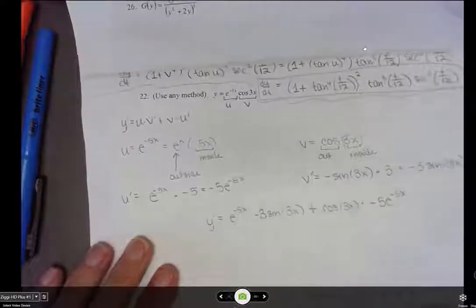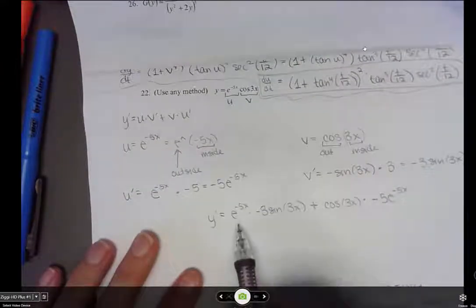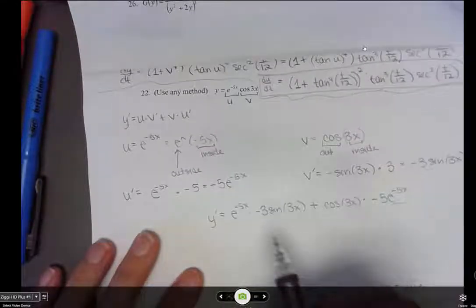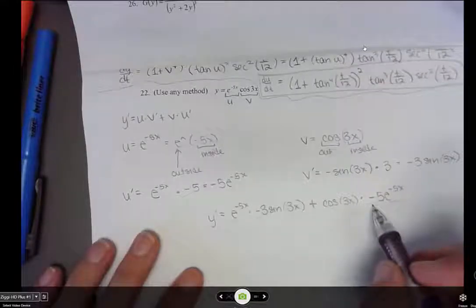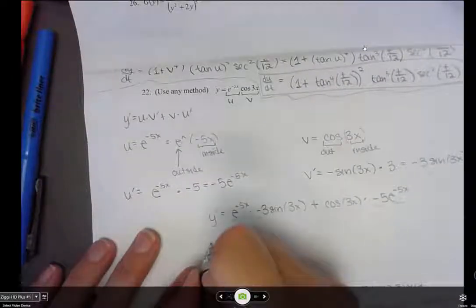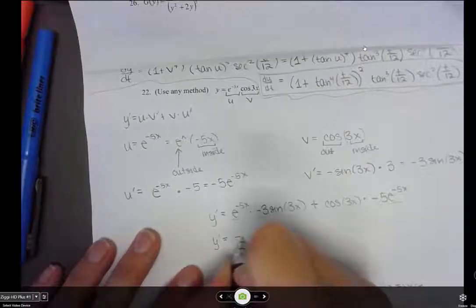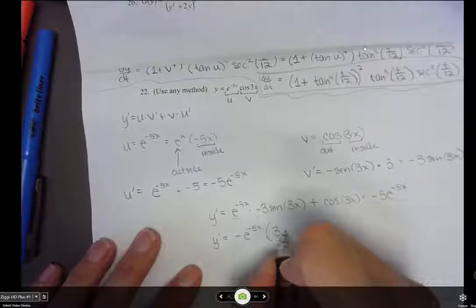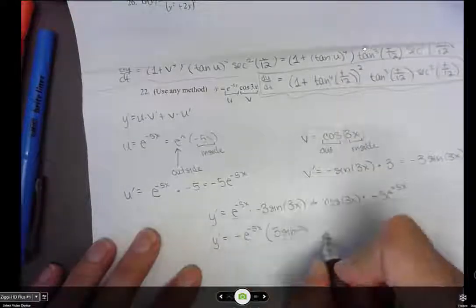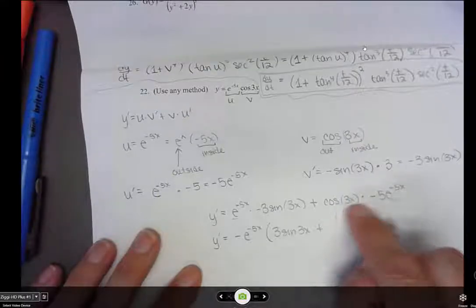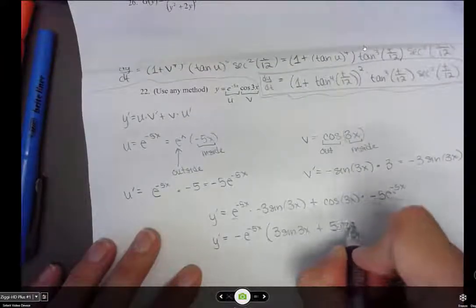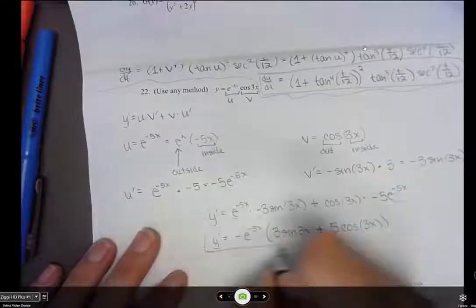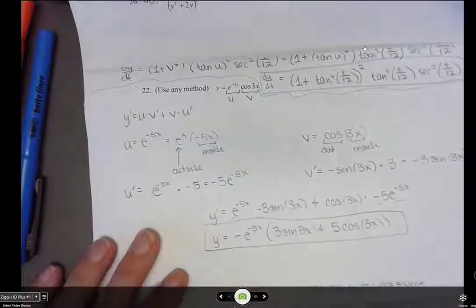A lot of times what I would do is I would see, oh, they both have e to the negative 5x, so maybe I'll factor that out. Maybe I'll also factor out the negative since they're both negative. So y prime would be negative e to the negative 5x. And so then what would be left would be 3 sine 3x plus cosine 3x times 5.